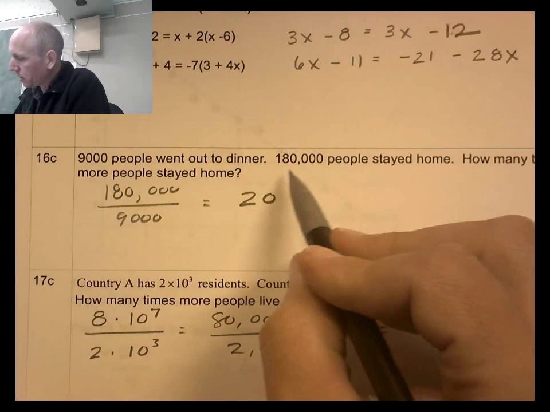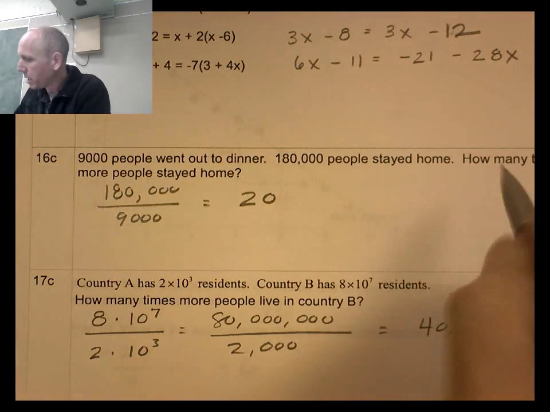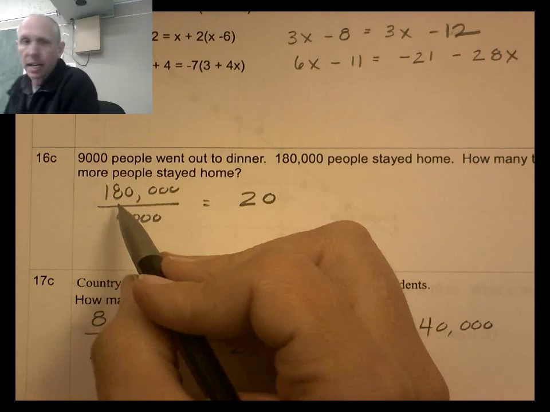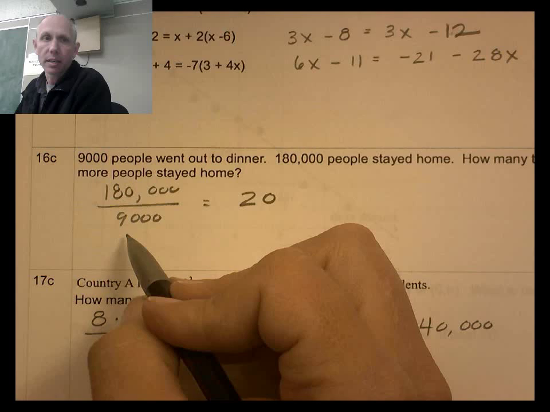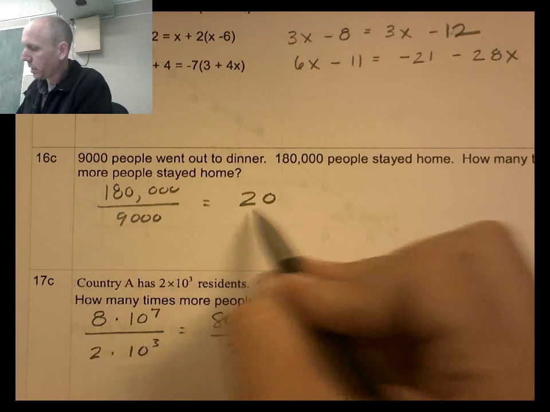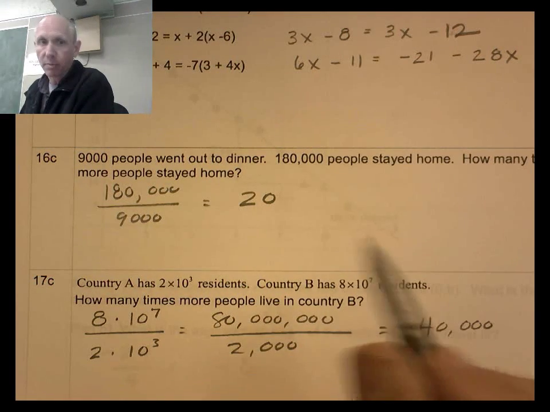9,000 people went out to dinner. 180,000 stayed home. How many times more? So 180,000 divided by 9,000 is 20. Same idea, except now with exponents.